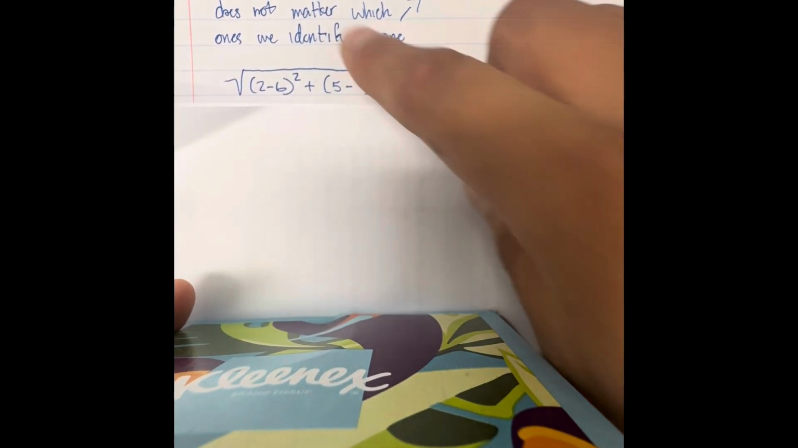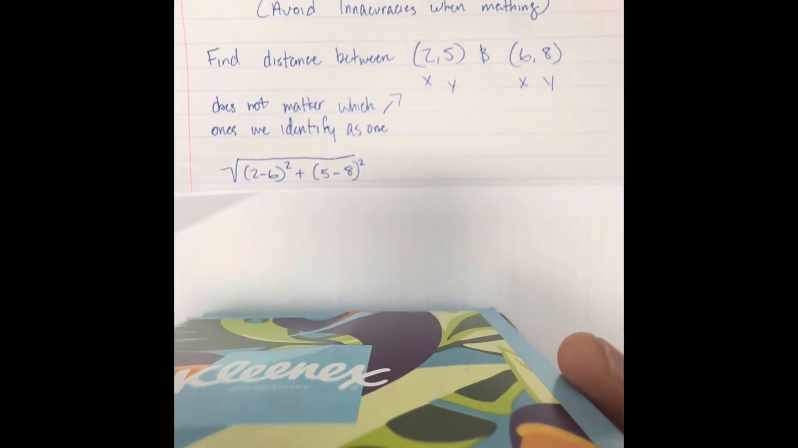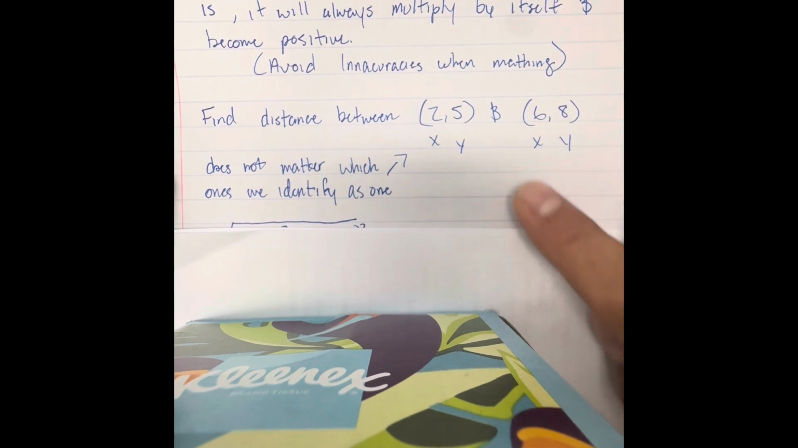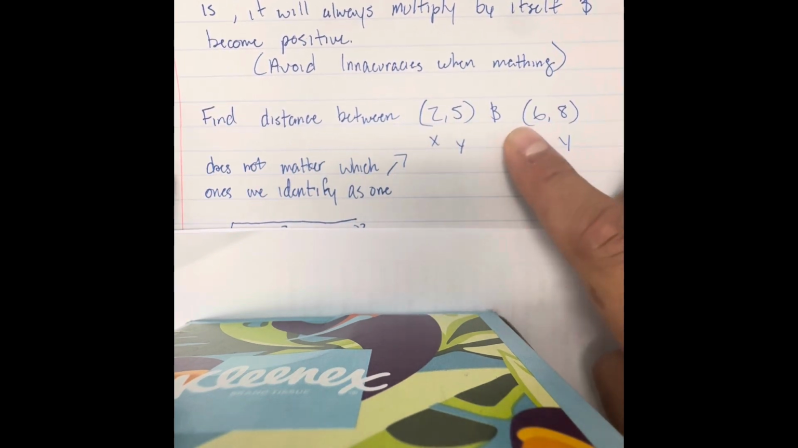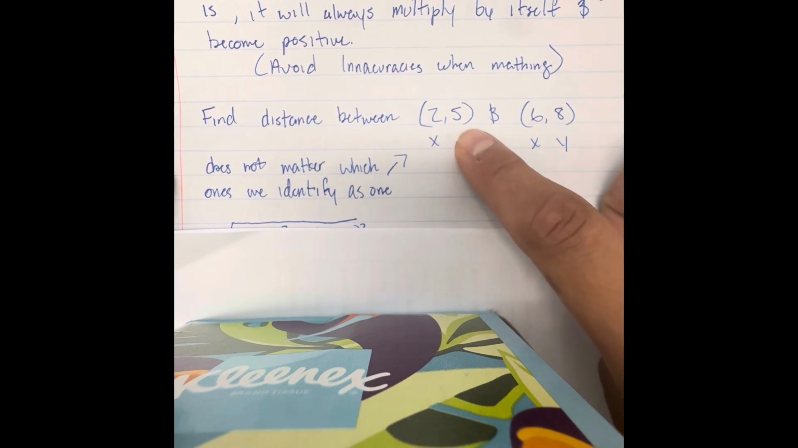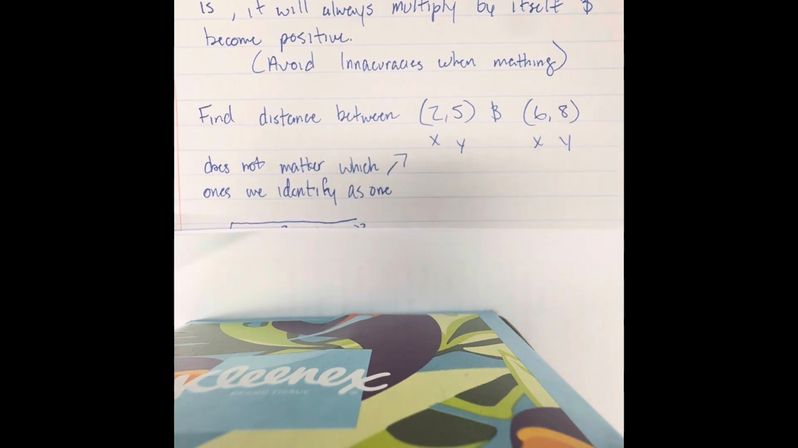First question is, find the distance between 2 points, (2, 5) and (6, 8). Now, first what we need to do is identify our x's and y's. Realistically, it doesn't matter which ones we identify as long as we know that the first number is x and the second coordinate is y, which is normally how a point is described. So we're going to put that into our formula.